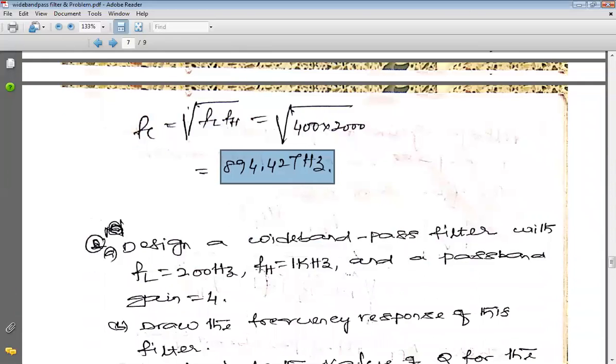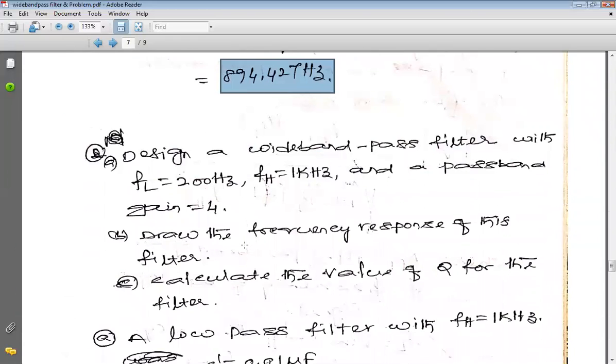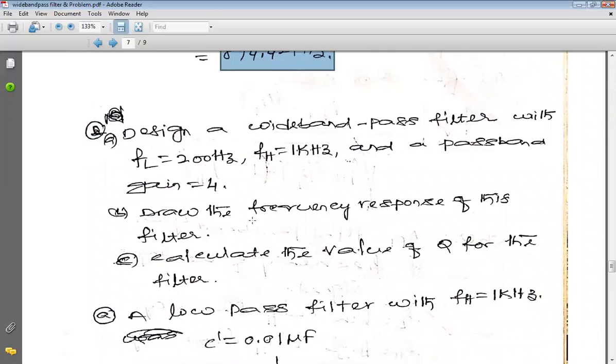One more problem, I am going to assign this one as a design problem. Design a wideband pass filter with FL equal to 200 Hz and FH equal to 1 kilohertz, in a similar way, and a pass band gain of 4.